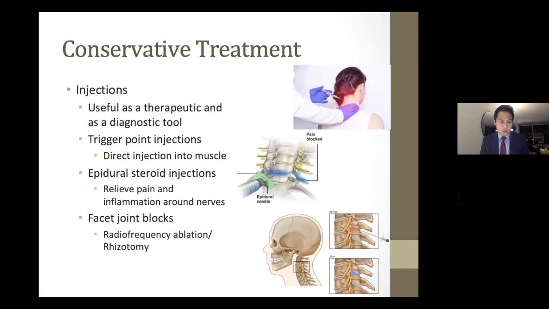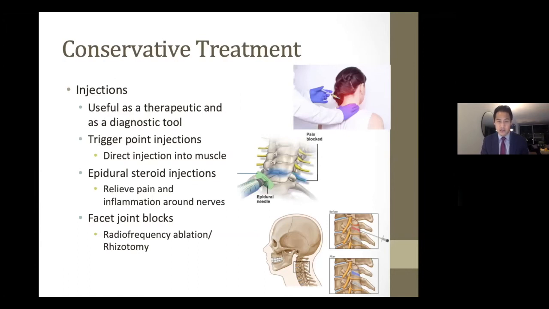But they're principally used as both therapeutic and diagnostic tools, in that they hopefully help you with your symptoms, but they can also help diagnose what the problem is. Because if we inject a certain area that we think is your pain generator, and it does help you, then that confirms our suspicions. Whereas if they don't help you, that tells us that, hey, that is not where your problem's coming from.